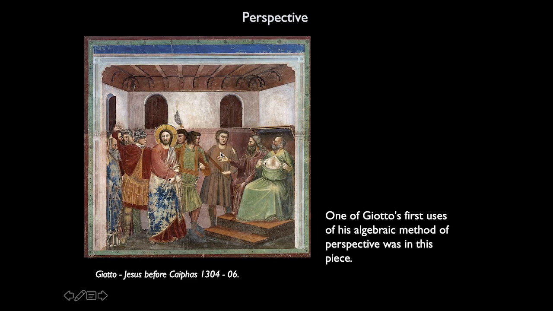Here we take a look at some of these other images by Giotto, and you see here that although the picture does not conform to these modern geometrical methods of perspective, it does give a decent illusion of depth, and this was a really large step forward in Western art. This is one of Giotto's first uses of his algebraic method of perspective.